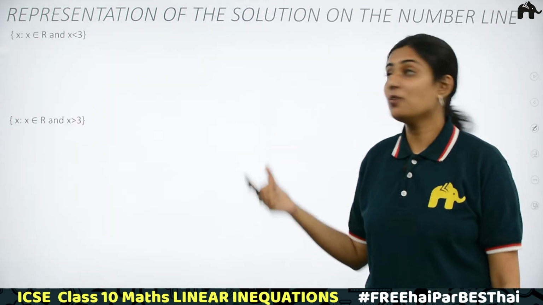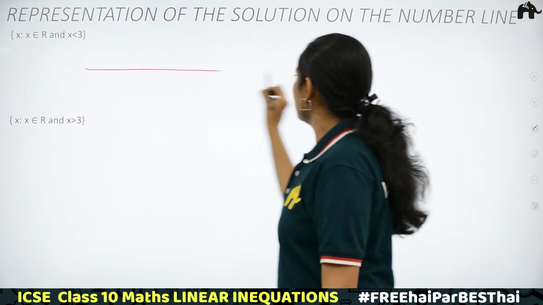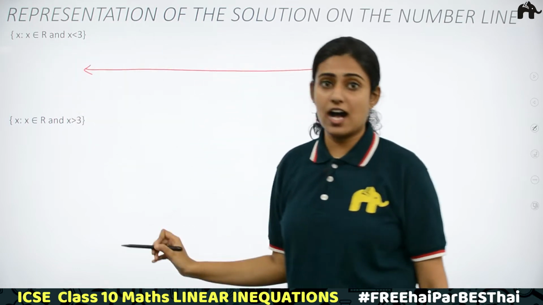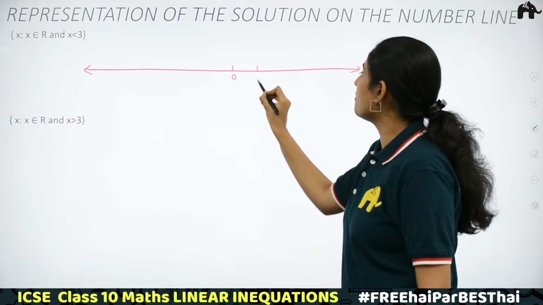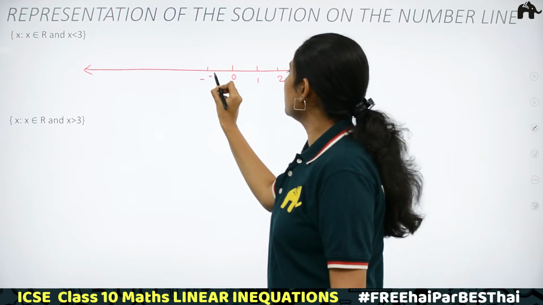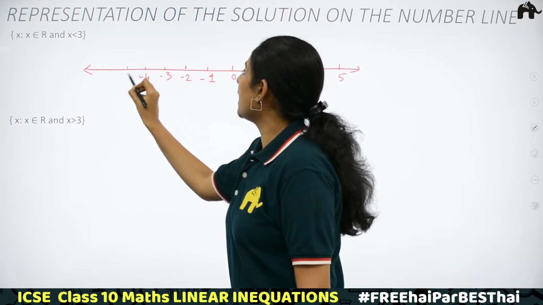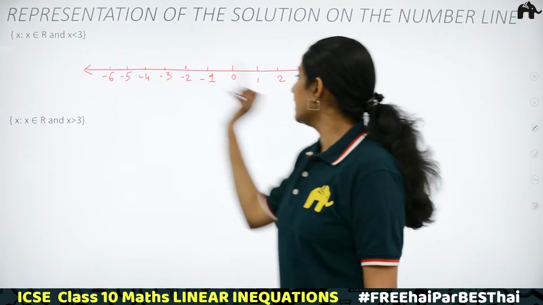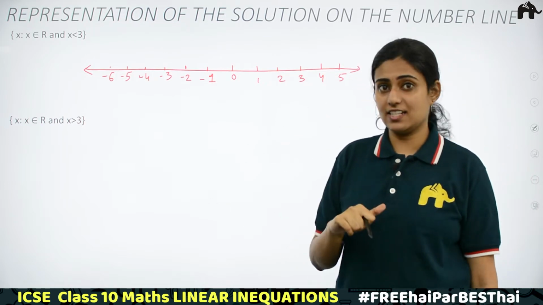Understood? Now let us see how to represent these inequalities on a real number line. Here we will take a number line. We have to represent x such that x belongs to R and x less than 3. Here we will mark 0, 1, 2, 3, 4, 5, minus 1, minus 2, minus 3, minus 4, minus 5, minus 6. We have to find the point 3 first.